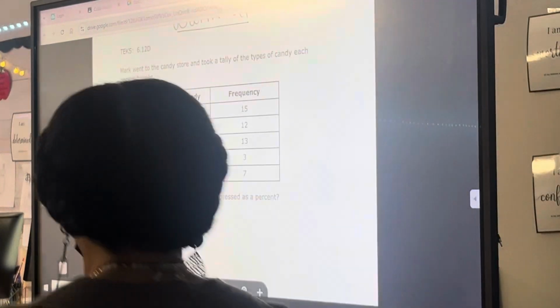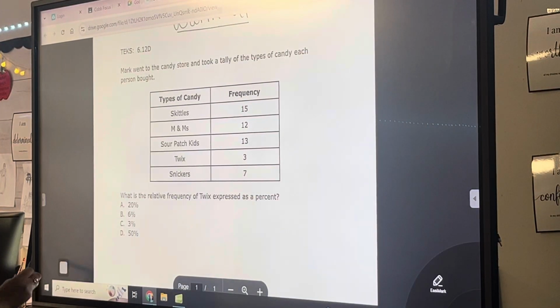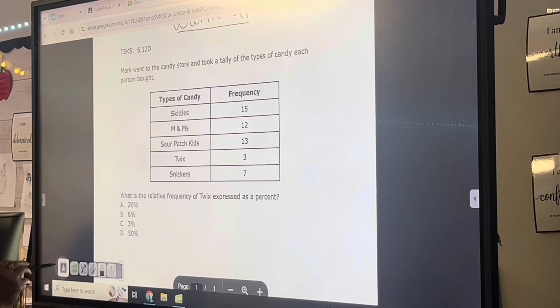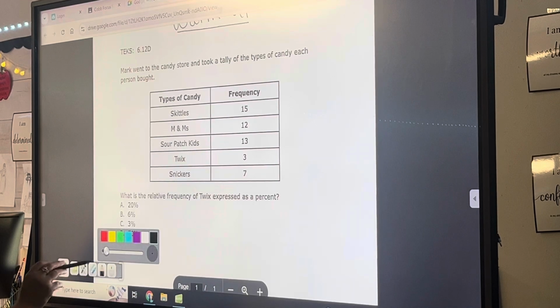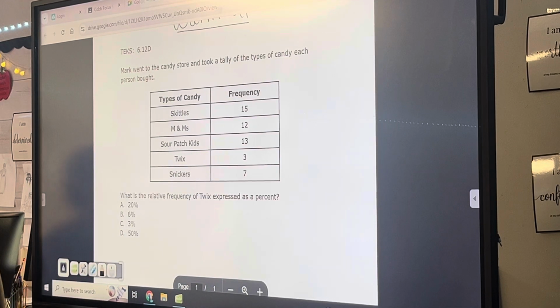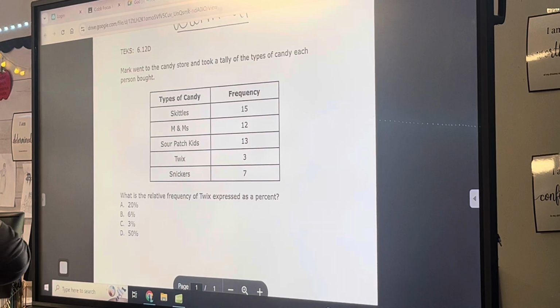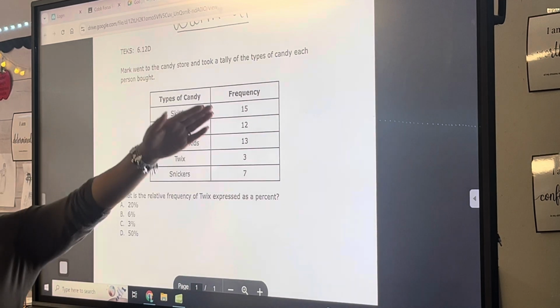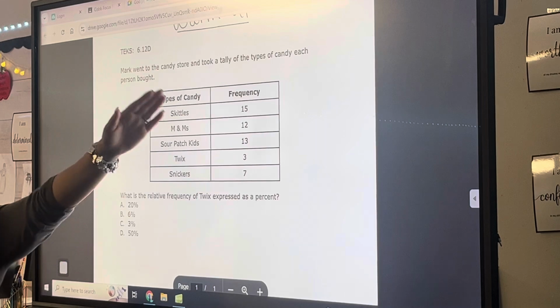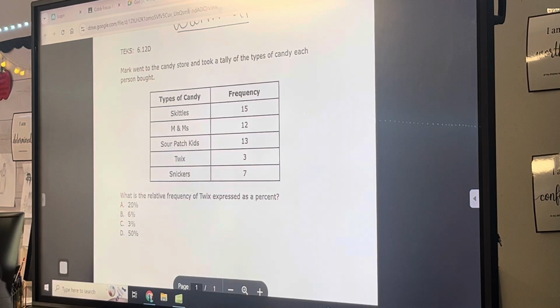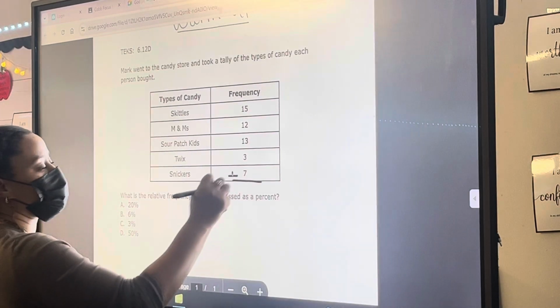Okay, so somebody raise your hand and tell me the very first thing that we should be doing when we need to find relative frequency. Brantley? Add up the frequency. Everybody tell your partner, add up the frequency. All right, so we're going to do that first.